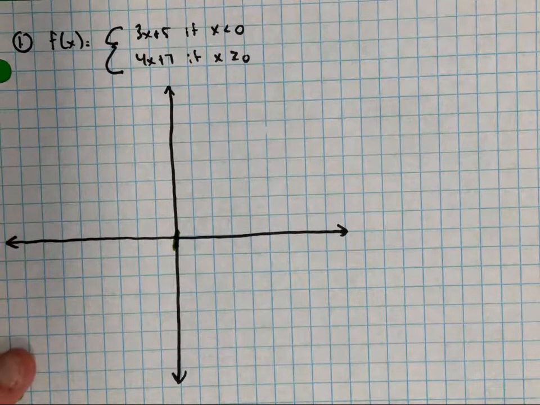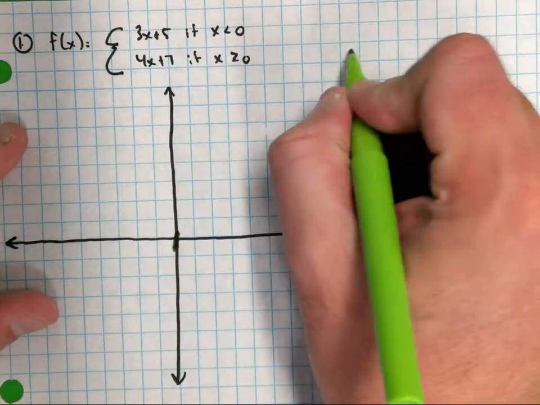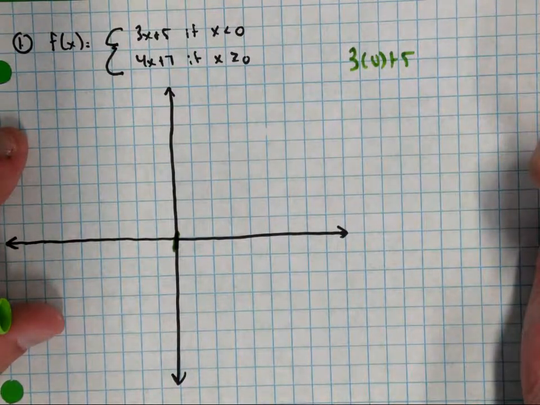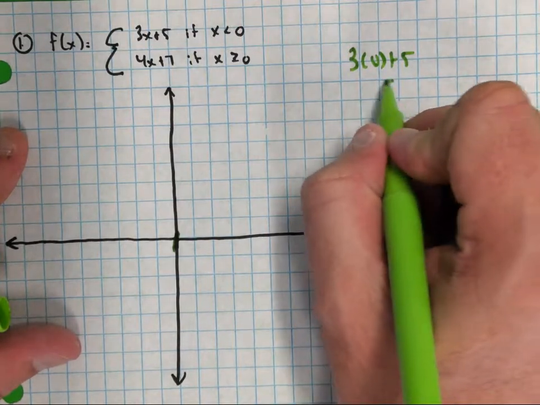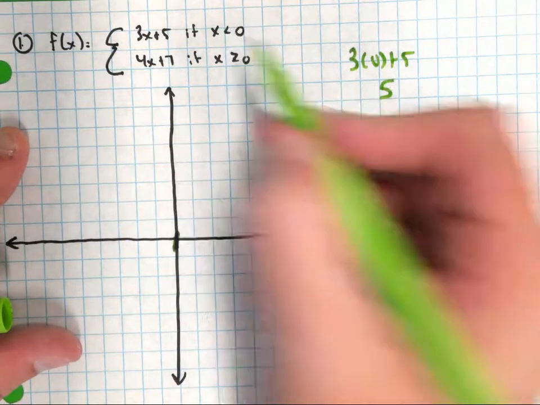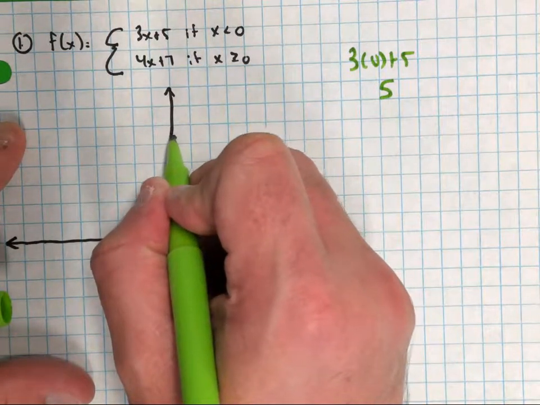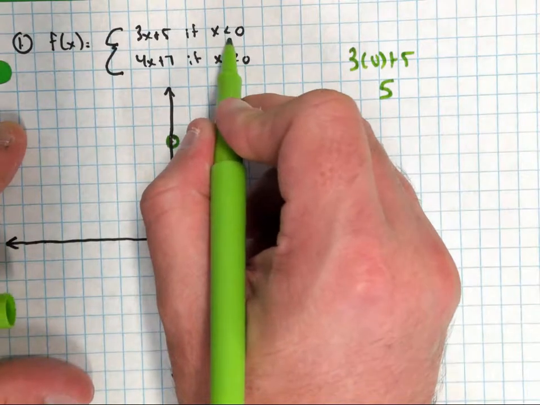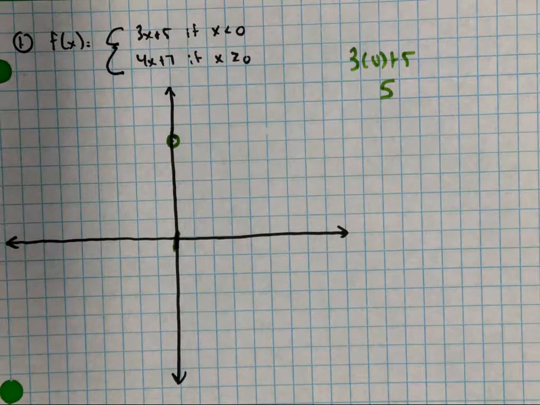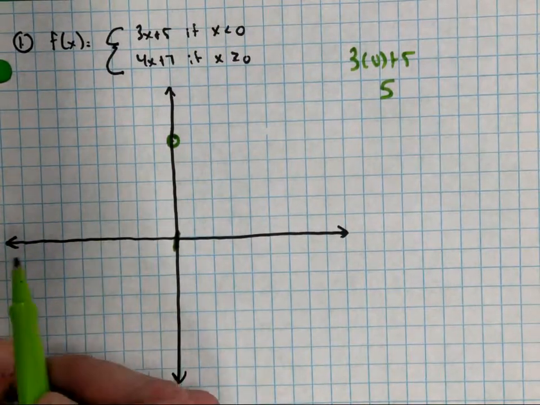So now I'm going to take 0 and plug it into this top one. 3 times 0 is 0 plus 5 is 5. So I'm going to label the point. I'm going to plot the point 0, 5. Is it going to be open or closed, Doc? Open, because it's that less than. Okay. Now, this says for all x values less than 0, so that's over here.